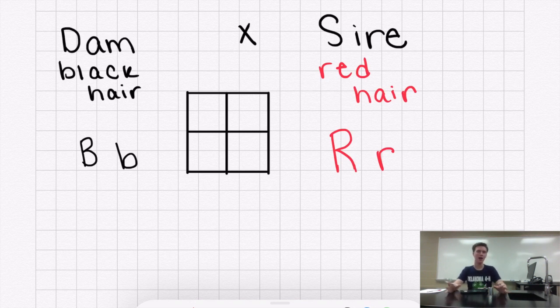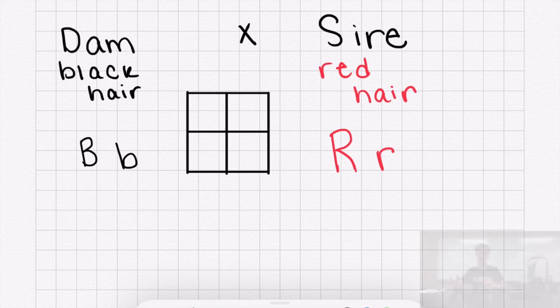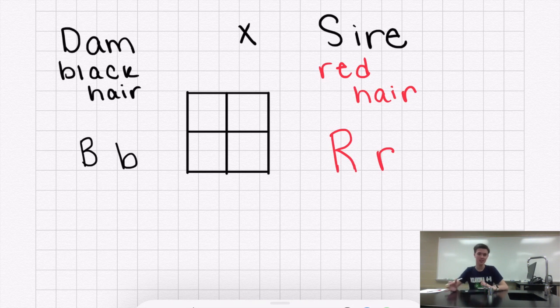Now, why did I write a capital and a lowercase of each of those letters? When we're talking about genes, we will always have a dominant gene and a recessive gene. And the way that we notate a dominant gene is with a capital letter, and the way we notate a recessive gene is with a lowercase letter. Now, what do those terms mean? All dominant means is whenever it is present, it will always express itself. So if you have a black-haired gene and say it's dominant, then it will always express itself. You will always have black hair if you have a black-haired gene.